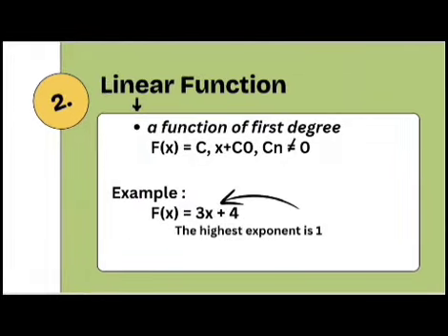Let's go on to our second type of function, the linear function. A linear function is defined as a function that has either one or two variables with exponents. If the function contains more variables, then the variable should be constant. Let's have our represented equation, a function of first degree.